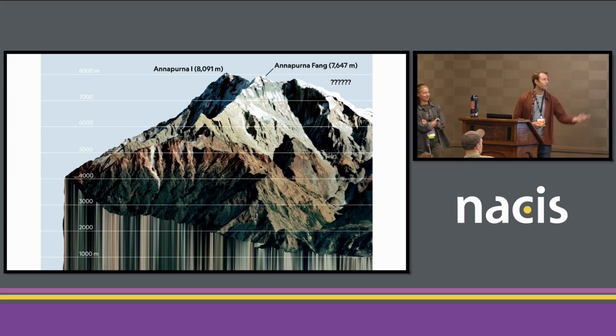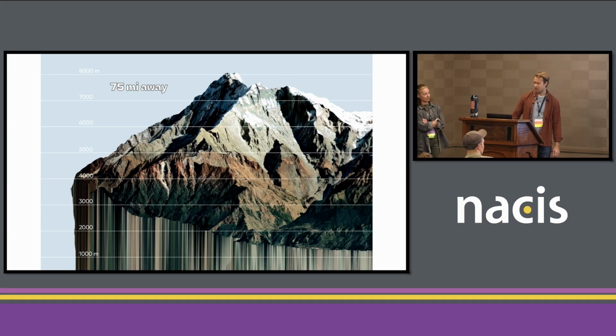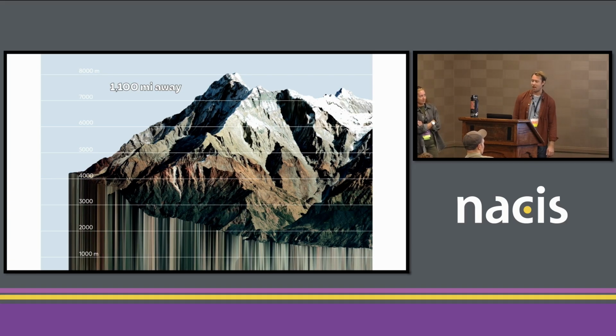If you can see the issue here, the sub-peak Annapurna Fang should be at about 7,600 meters, but at the angle we're looking at it, it's almost 8,000 meters there. So our perspective was off. So we looked at it from 15 miles away and decided, okay, we got to pull the camera back. So that's what it looks like from 75 miles away. But even that wasn't good enough. And we ended up with a camera that was over 1,000 miles away.